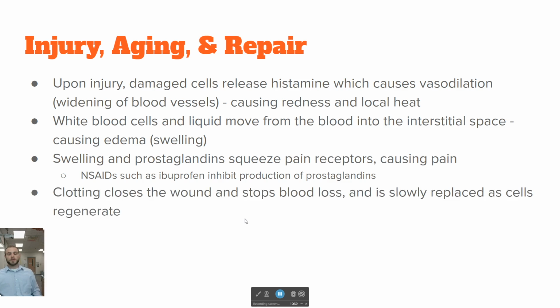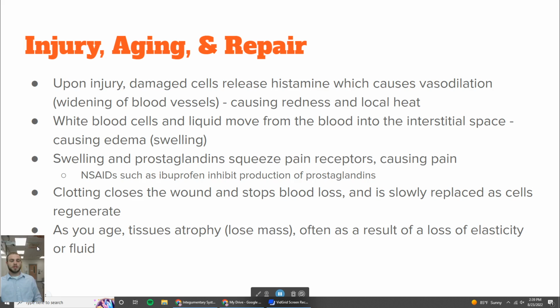Clotting is going to close the wound and stop blood loss. It is slowly going to be replaced as those cells regenerate. Epithelial tissue is very good at regenerating. Nervous tissue is not. So it depends on what type of tissue you have that's damaged. And as you age, tissues are going to atrophy, which means they lose mass. Usually it's because you have a loss of elasticity, so your skin doesn't snap back quite as well, or you have loss of fluid and loss of mass in that area, and so you start to atrophy and get smaller in those tissues.